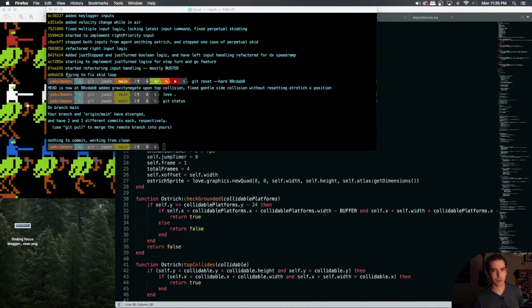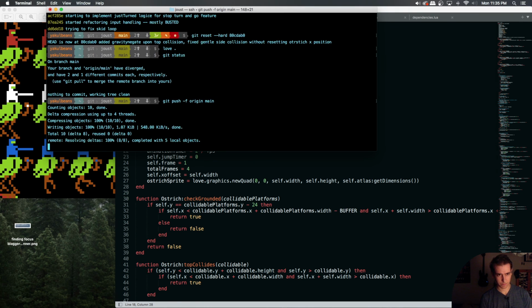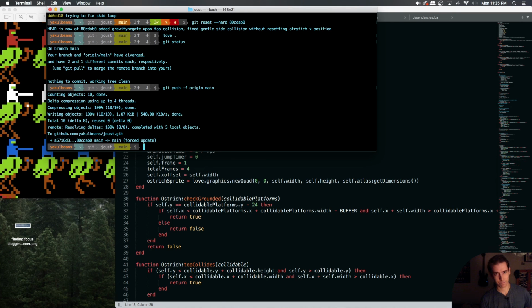It should just push my changes, make that the new head or whatever. But I get that wouldn't always be wanted when multiple people are working on stuff. git push -f origin main. It worked. Forced update.